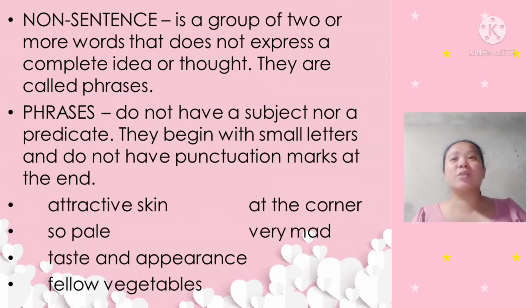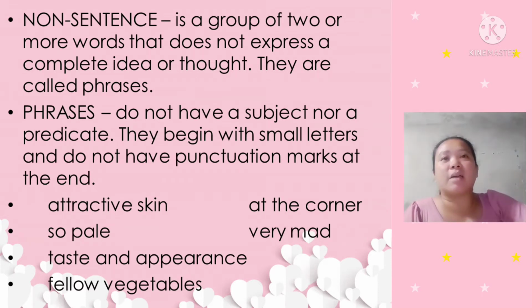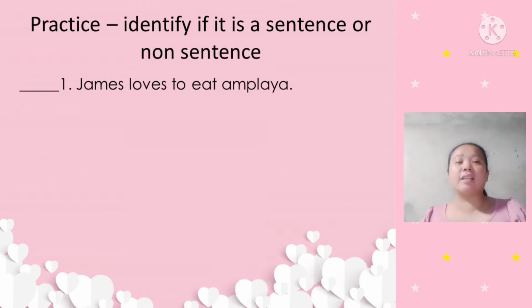Okay po? So the difference between a sentence and a non-sentence: the sentence starts with a capital letter while the non-sentence starts with a small letter. The sentence ends with a period, while the non-sentence does not end in a punctuation mark. Okay po? Now, you are going to identify if it is a sentence or non-sentence. Okay? You are just going to say it.